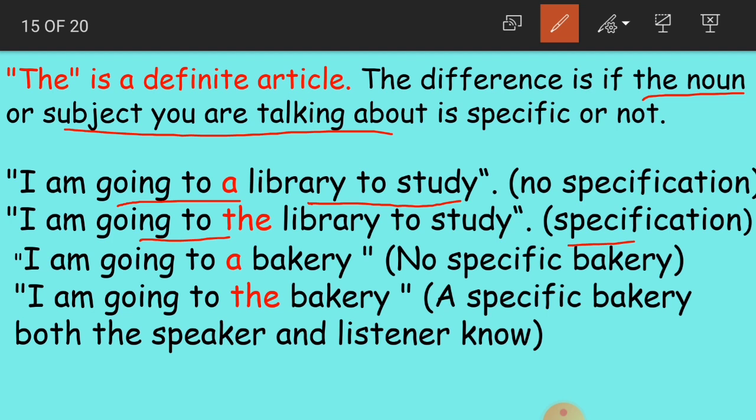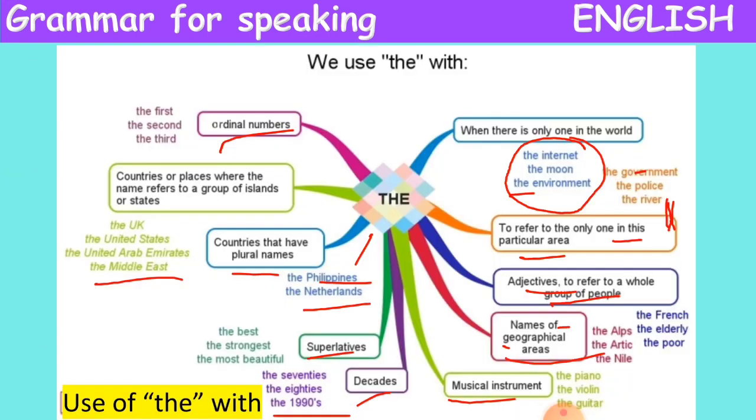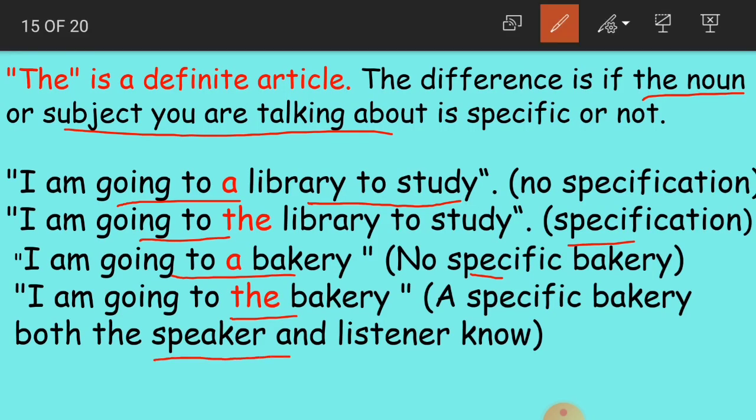So when you want to specify a particular subject or noun, then you have to use the, children. Again here, if you see a specific bakery, why? Because both the speaker and the listener both know.